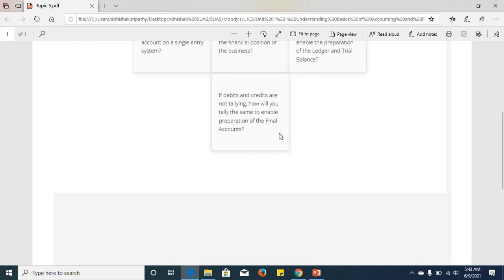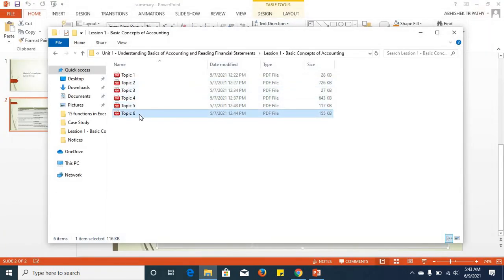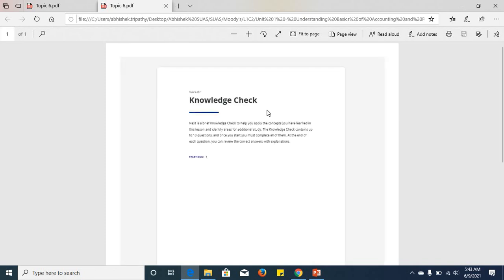So ideally, the debits and credits should be the same, they should match. But if they don't match, then what are the methods? You will check for errors where you have committed errors, and you will try to correct them. Then this last one, you're appearing for a test, so that's good to go ahead. I would suggest just go ahead with this and complete your knowledge check, right?